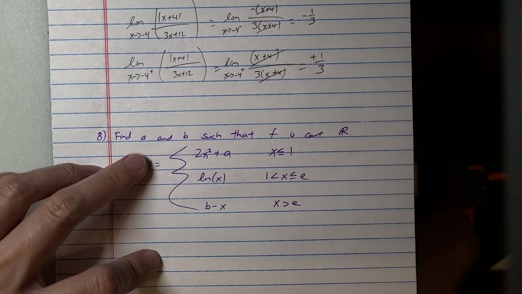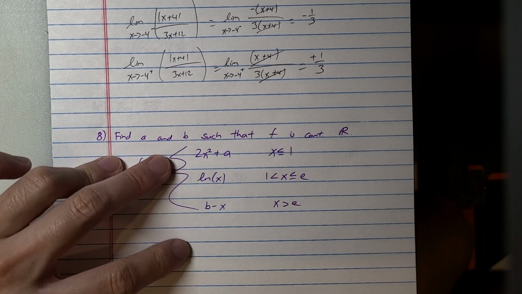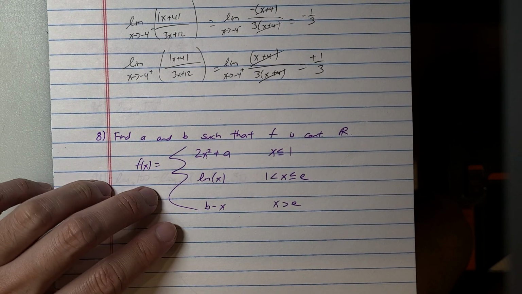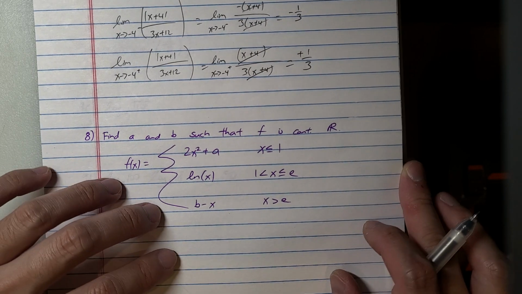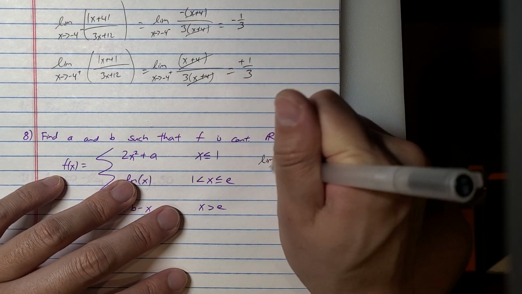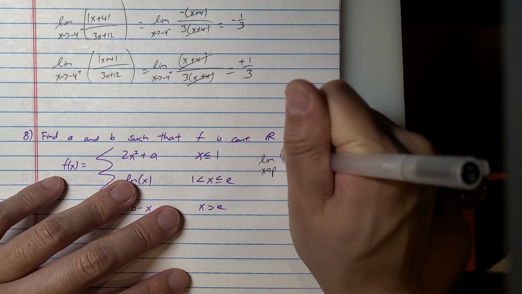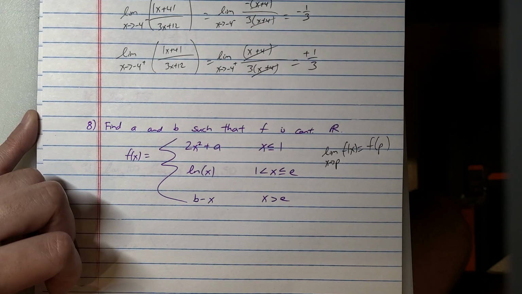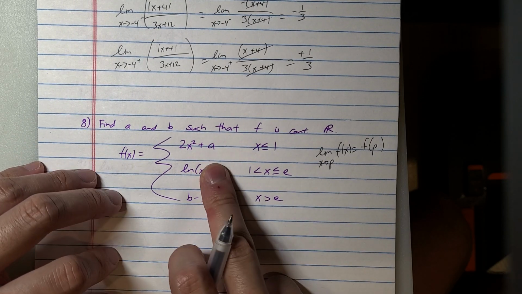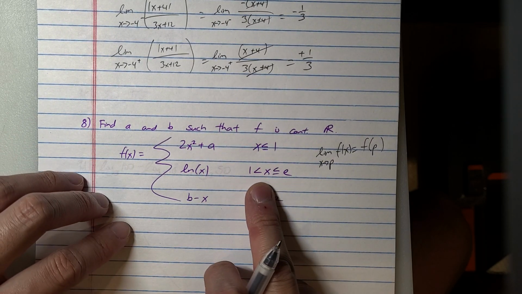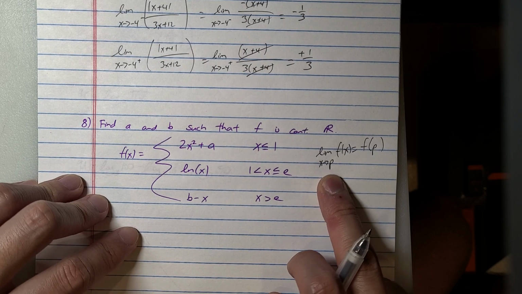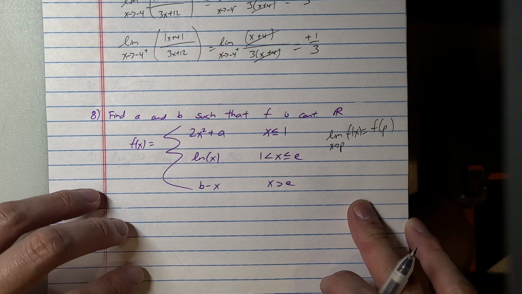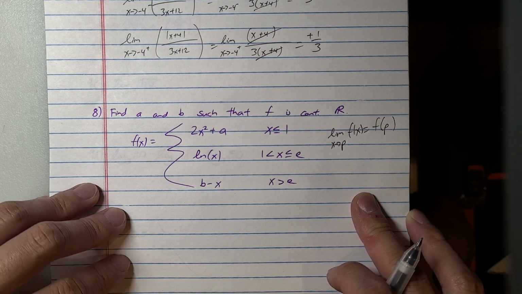Okay, next we're asked to find a and b such that f is continuous for all real numbers. This is the f we're given. Again, the definition of continuity, let's just write it one more time: the limit as x goes to some value p of f of x should equal f of p. The trick here is we have to make the limit from the left equal the limit from the right in order for the limit to even exist, correct? And then the f of p's can match also if we set a and b appropriately.